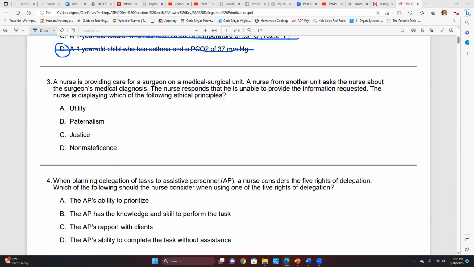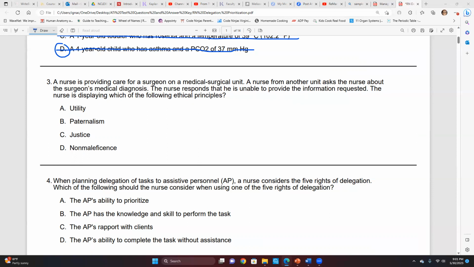All right. Question three. A nurse is preparing for surgery. The nurse is asked about the surgical medical diagnosis. The nurse responds that they are unable to provide that information.